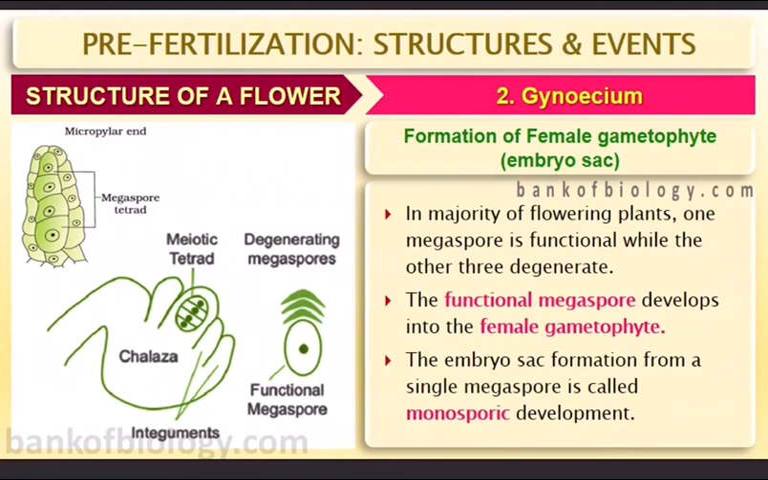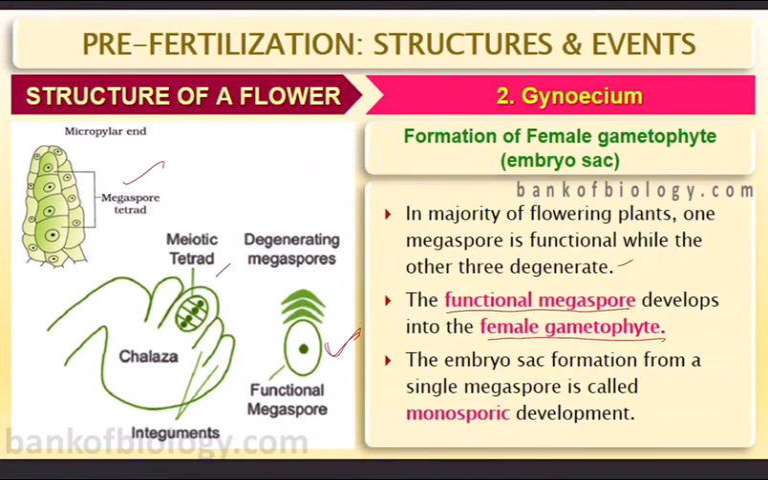In a majority of flowering plants, 1 megaspore is functional while the other 3 degenerate and become food for the functional megaspore. So we use the word functional megaspore. The functional megaspore develops into the female gametophyte. So the female gametophyte is formed from the megaspore. Now look at this. This is the megaspore tetrad. This is the chalazal end. Integuments are there. Meiotic tetrads are formed.